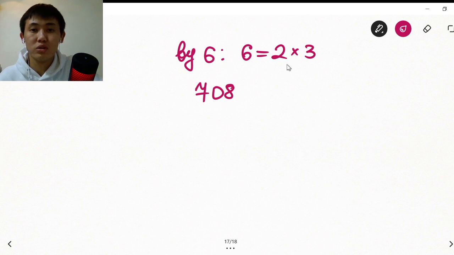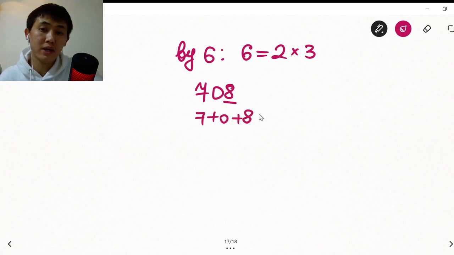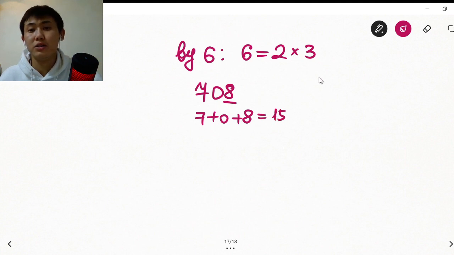For it we should divide it by 2 and by 3 at the same time. That should be divisible by 2 and by 3 at the same time. So we will check it. It's divisible by 2 because 8 is the last digit, and it's divisible by 3 because 7 plus 0 plus 8 is equal to 15. 15 is divisible by 3 and it's divisible by 2, and that's why it's divisible by 6.